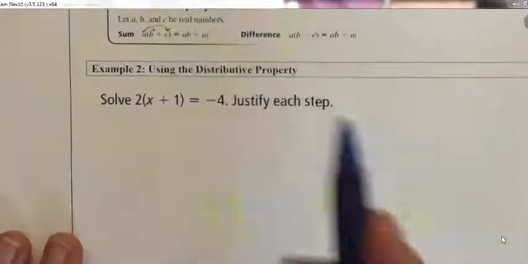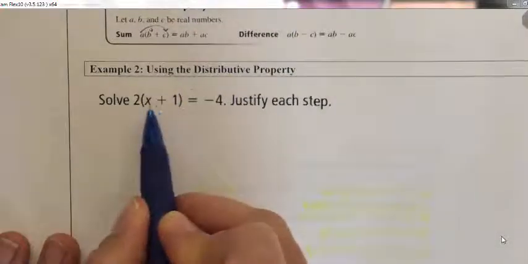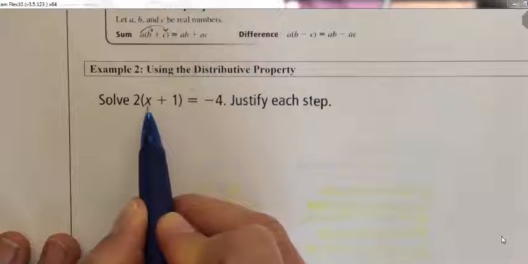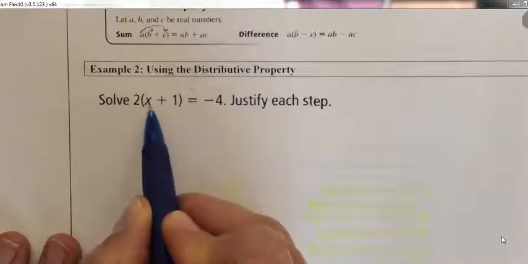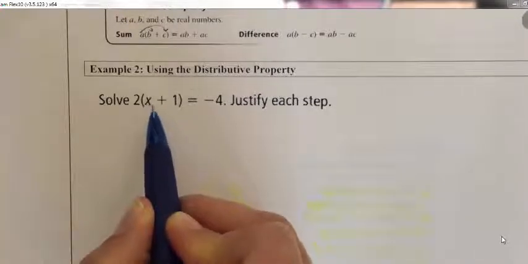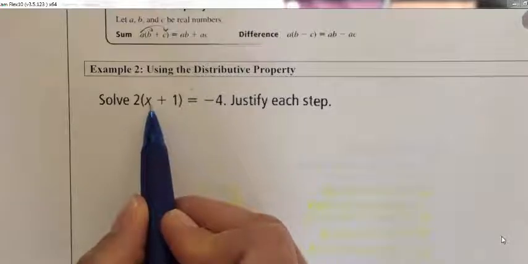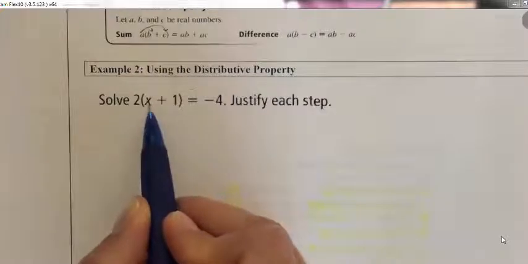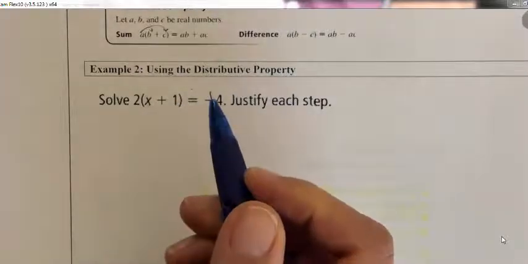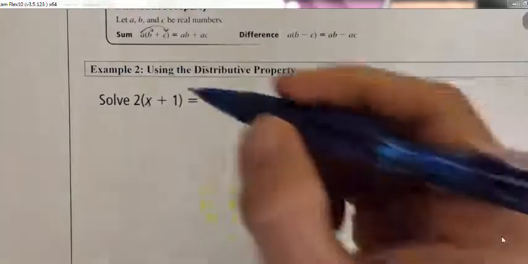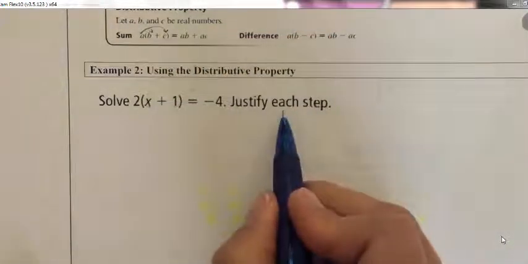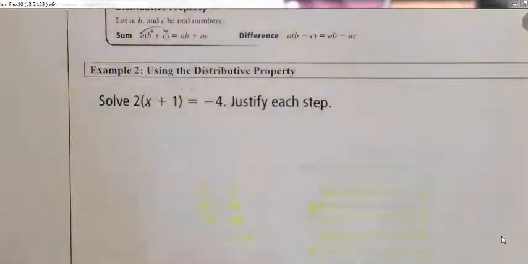So for example, here, notice I can't combine x and 1. If I had like a number here like 4, well, I could add those together and get 5. So I would do that first. But here, order of operations says that you should always do your grouping symbols first. And I can't do anything with these grouping symbols because x plus 1, those aren't like terms. So instead what I do is I distribute. Okay, so that's what we're going to do first. Now again, we're going to justify each step. So I'm going to write a 2-column proof once again.